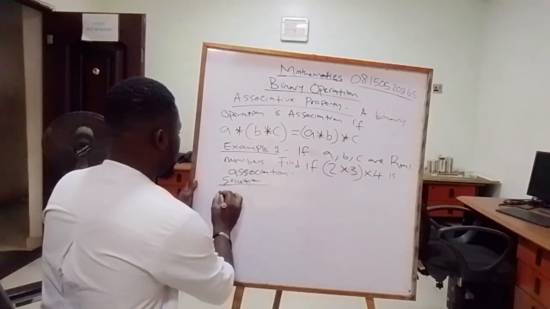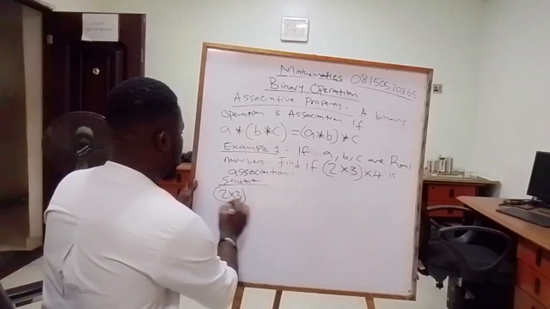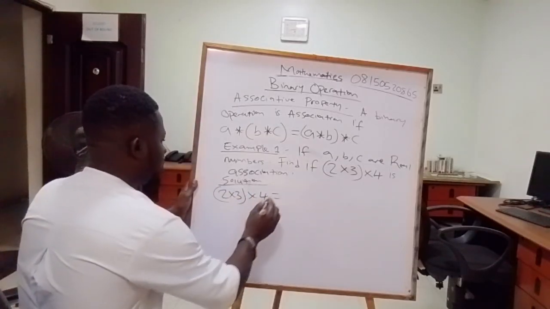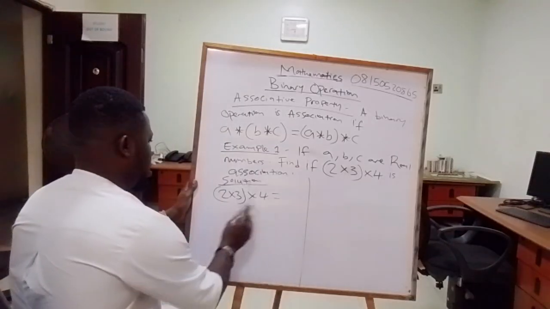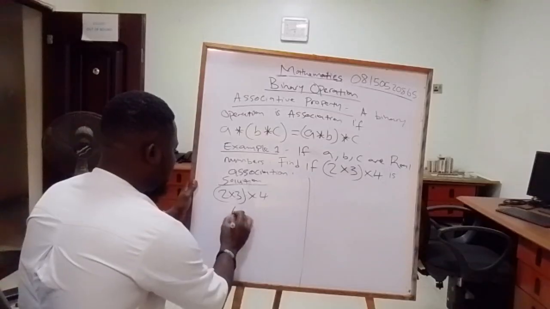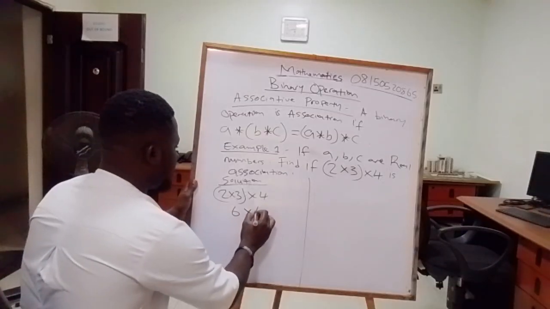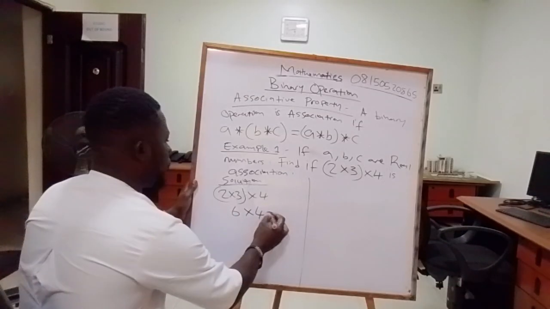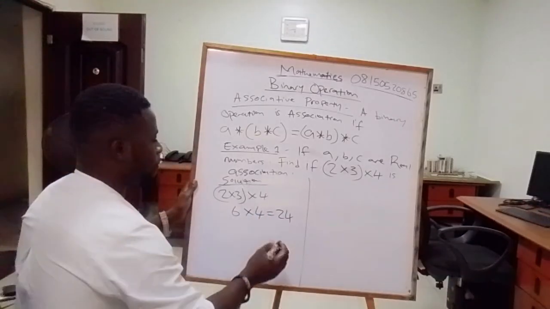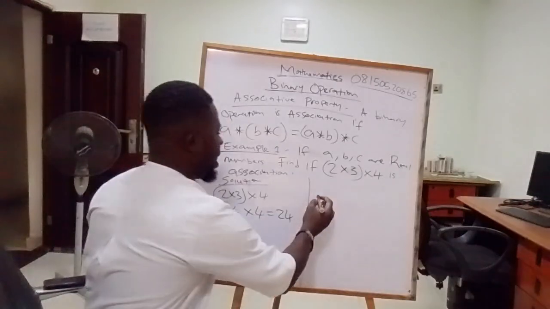So let's find 2 operation 3 into bracket times 4. So this will give us, let me bring it down like this. This is 2 times 3, that's 6. Then 6 times 4, which is 24.